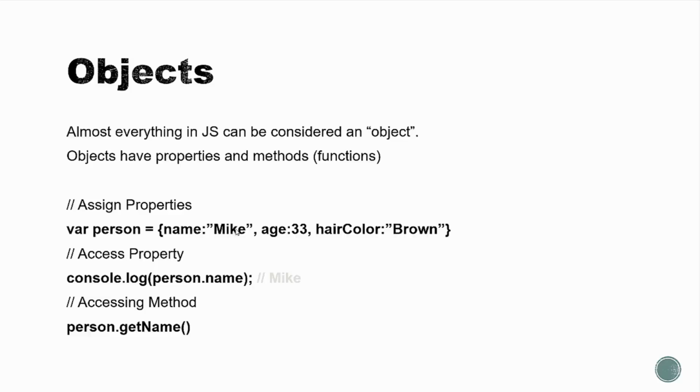Now strings should be in quotes, either double or single, and numbers don't have to be in quotes. To access a property, we can simply say person.name, and that'll access this property here. And of course we could do person.age or person.haircolor in this case. And then if there's a method attached to an object, you can also use the dot syntax here. So this would call the getName method on the person object.